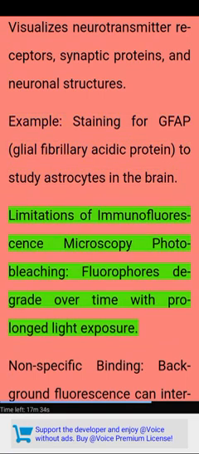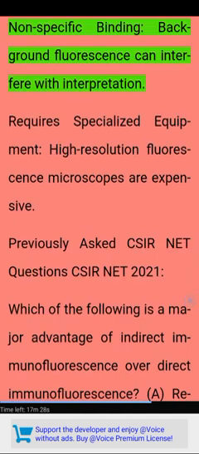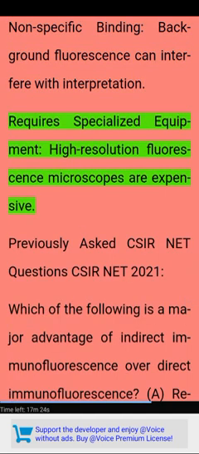Limitations of immunofluorescence microscopy: photobleaching. Fluorophores degrade over time with prolonged light exposure. Non-specific binding. Background fluorescence can interfere with interpretation. Requires specialized equipment. High-resolution fluorescence microscopes are expensive.